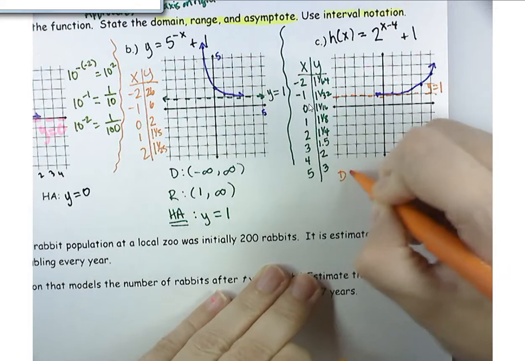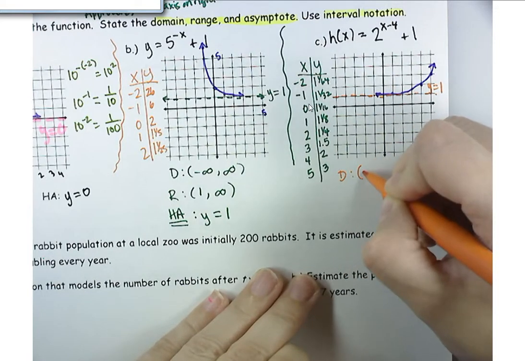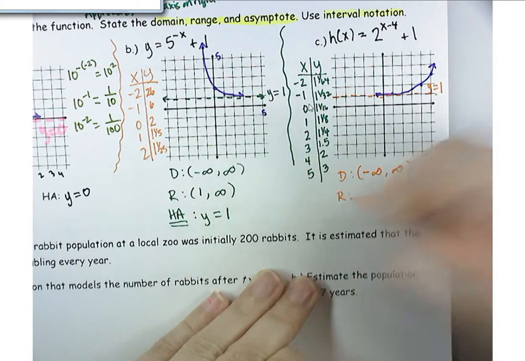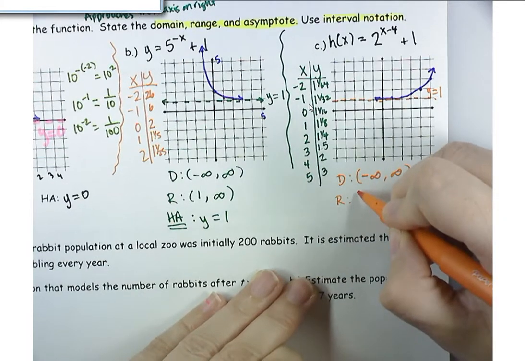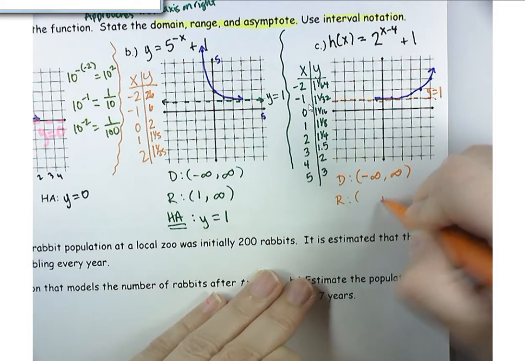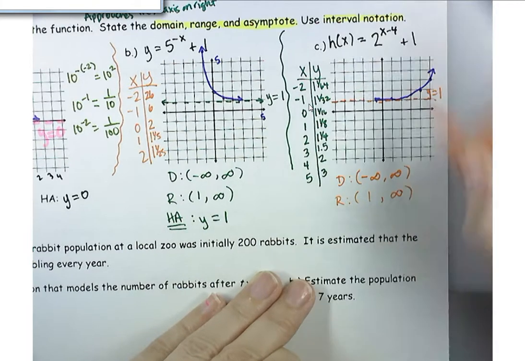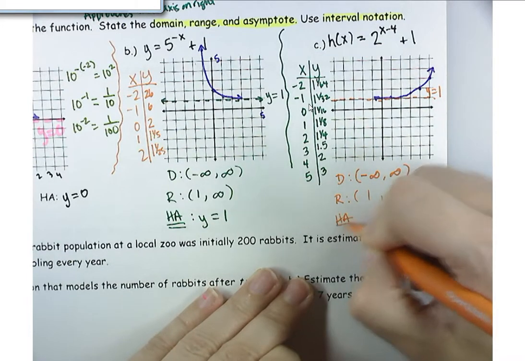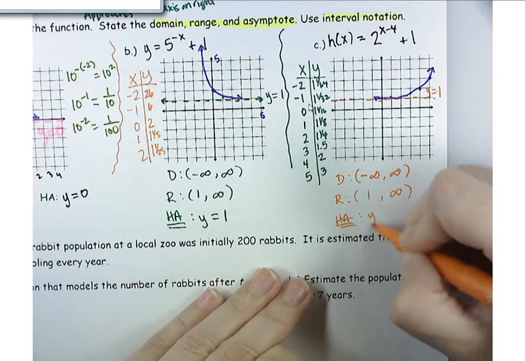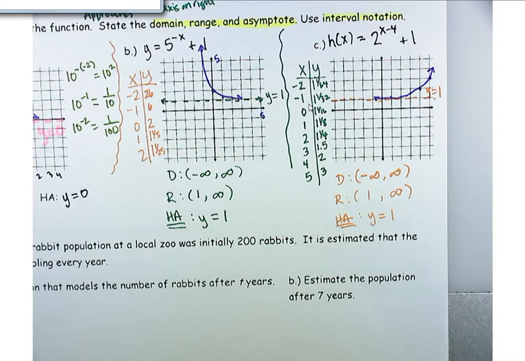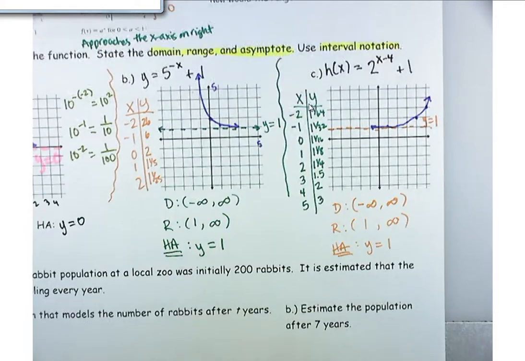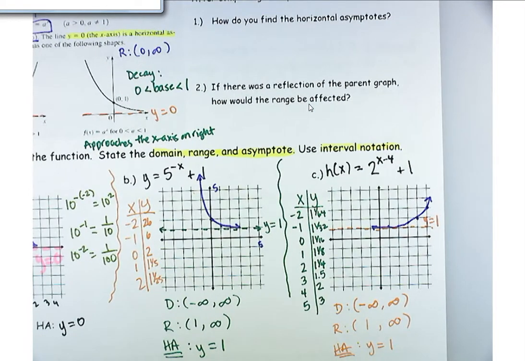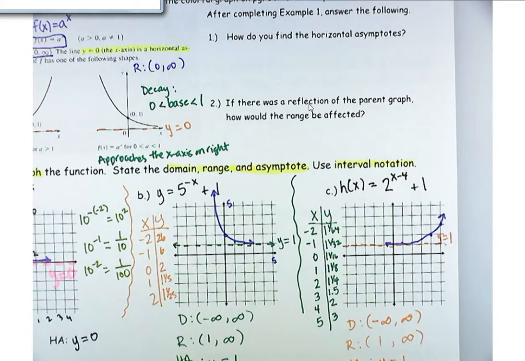So what's the domain? All the numbers, negative infinity to positive infinity. My range for this one is what? 1 to infinity. Okay, because they're all above 1, all the points. And then the horizontal asymptote would be y equals 1. Okay, so now we're going to go back up to 1 and 2, and we're going to give those a try. Okay, so you and your elbow partner figure those out.